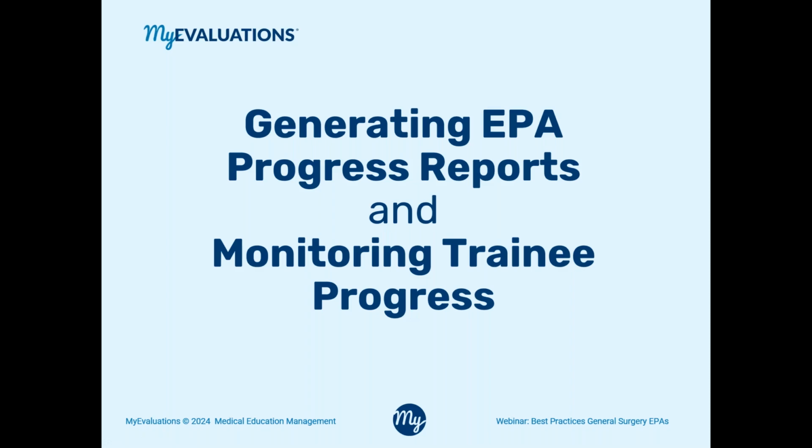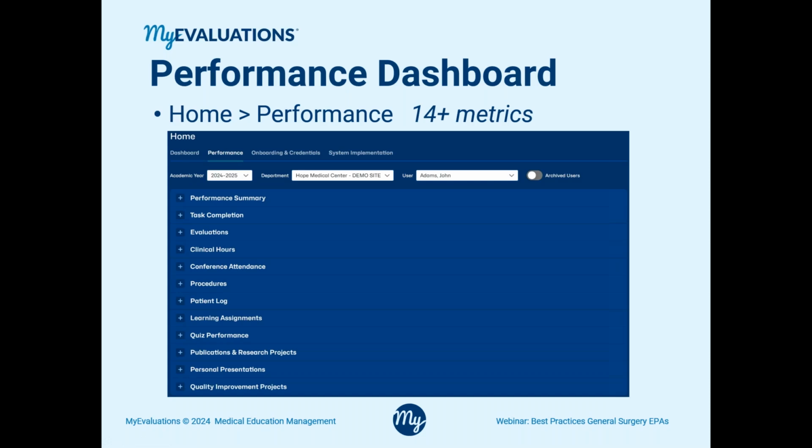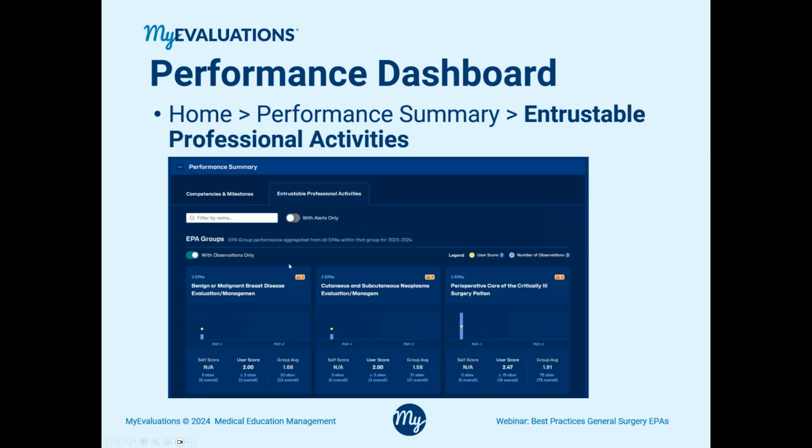So moving on from there, let's talk about how do you review EPA progress, and how do you monitor whether the trainee is progressing as expected. For this, we're going to turn to our first line, which is going to be the performance tab. So on your home screen, when you log directly into My Evaluations, you'll notice you have the dashboard, you have performance, you have onboarding. This is something that is already available to you. Now, under this section, if you were to expand the specific tab on performance summary, you'll see that you have a section for competencies and milestones and a separate section for entrustable professional activities.